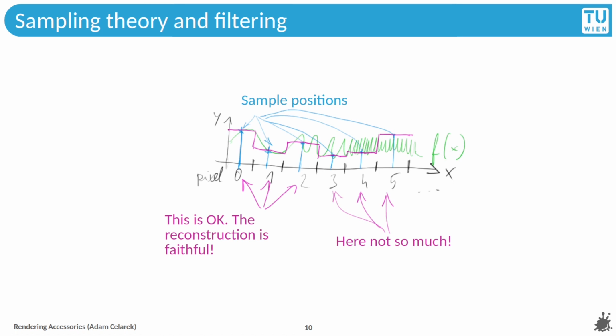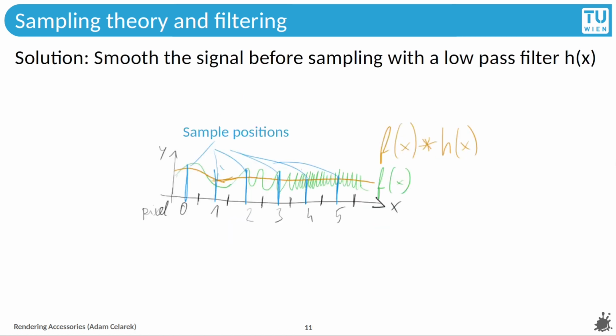You probably already heard about it. It happens when the sampling frequency is below the Nyquist frequency, which is 2x the signal frequency. There are two solutions: increase the sampling frequency or smooth the signal. We can't really do the first because it would change the rendering resolution. Besides, when would we stop? But we can smooth the signal. Smoothing the signal means to apply a low-pass filter H.